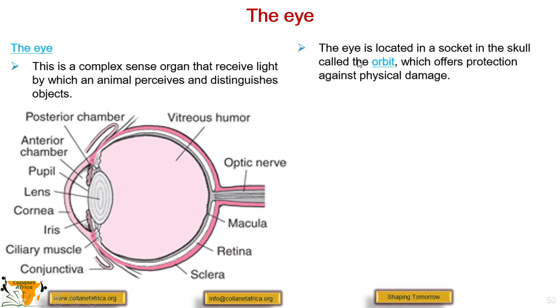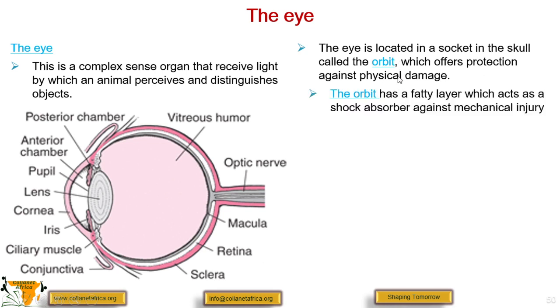the functions. So the eye is located in a socket in the skull called the orbit, and this orbit offers protection against physical damage. So the position where your eyes are is called the orbit. This has a fatty layer which acts as a shock absorber against mechanical injury.